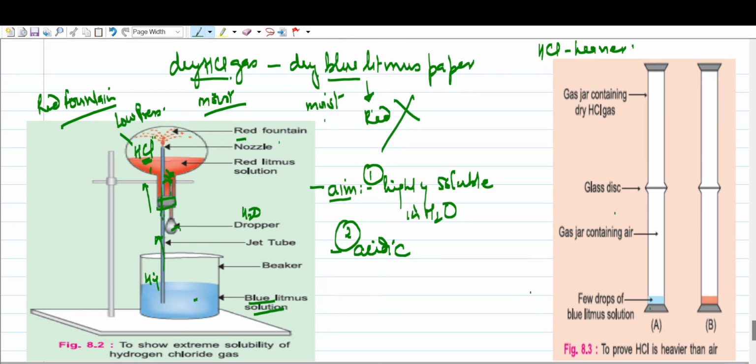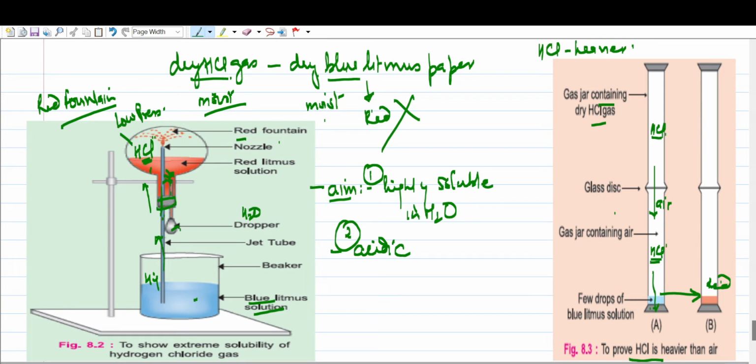Okay, next we take up the fact that hydrogen chloride is heavier than air. For this we take a jar filled with hydrogen chloride gas. Another jar we take has blue litmus solution. Now what will happen? HCl gas is heavier, so the moment you connect them, HCl will come down and air will remain up. HCl will come in contact with the blue litmus, and therefore the litmus solution will turn red.